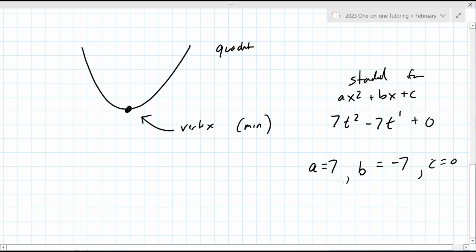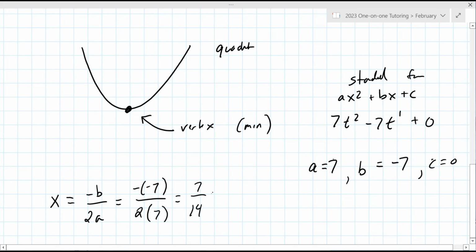All right. Now, when a quadratic is in standard form, the vertex is at minus b over 2a. What is the value of b again? It's -7. So negative of -7. And then a is positive 7. So this is 7 over 14, which is 1/2. Okay. So this is telling us where the min occurs. The min occurs at 1/2.